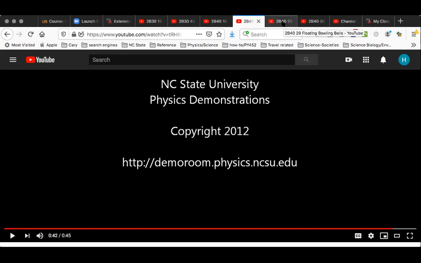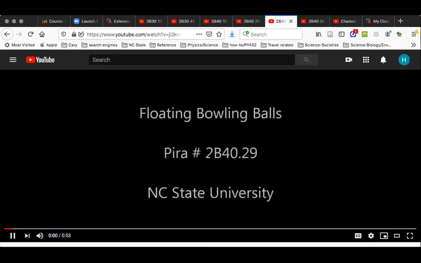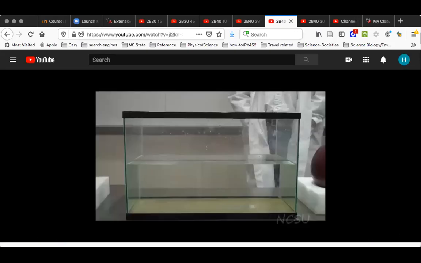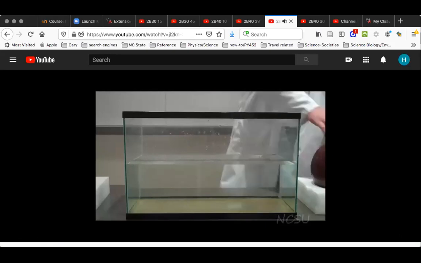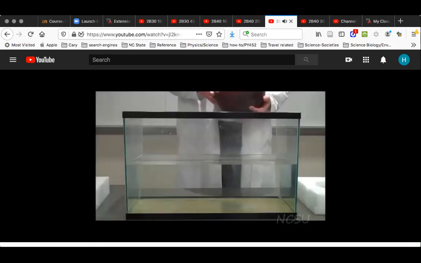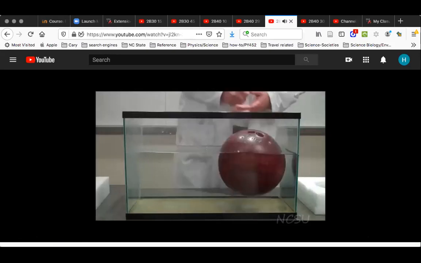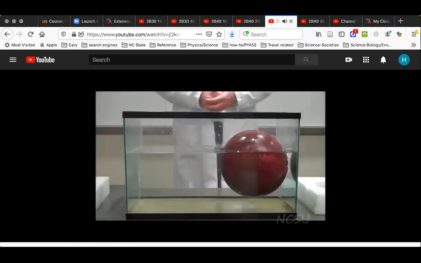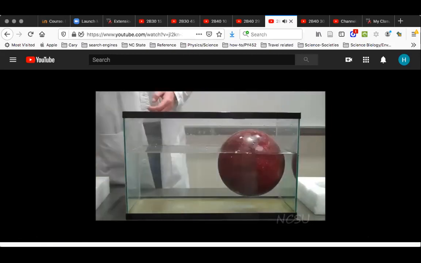Another demonstration here is with bowling balls. Floating bowling balls. If I place a bowling ball into the aquarium, will it sink or will it float? It'll float. It's actually changing its density as you bubble that air out of the finger holes.